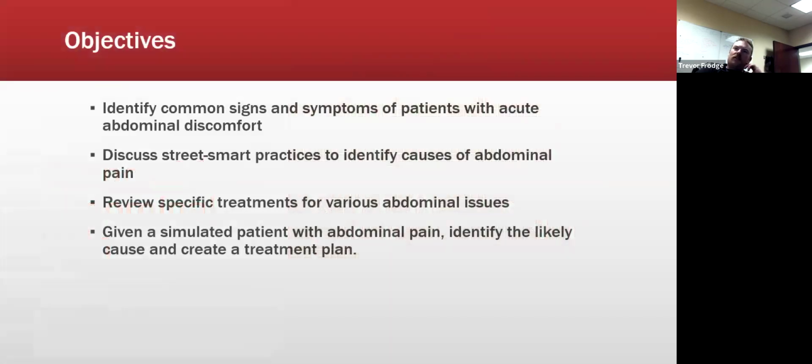So, as we go through, we're going to talk about common signs and symptoms with acute abdominal discomfort. So, talk about belly pain stuff. And I'm going to give you some street smart practices to identify causes of abdominal pain because when we're looking at abdominal pain, sometimes it can be really confusing. Sometimes we just take a shortcut with that. But I'll give you some good tools to be able to operate in the street and identify what's going on.